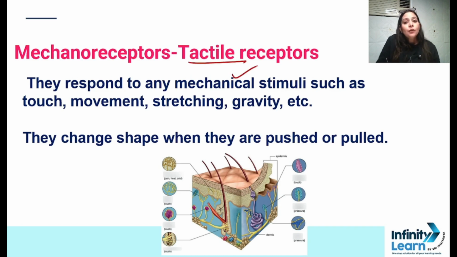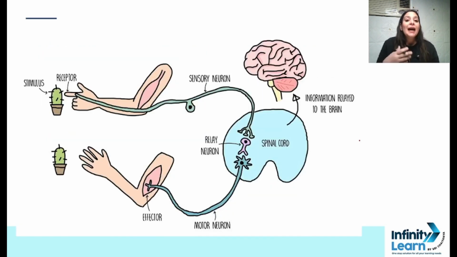So they respond to mechanical stimuli, and stimuli can be, as we have already spoken, any change in the external environment. It can be touch, movement, pressure, stretching, anything. So they change shape when they are pushed or pulled, and they get activated.